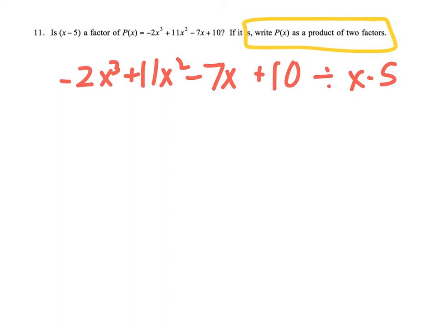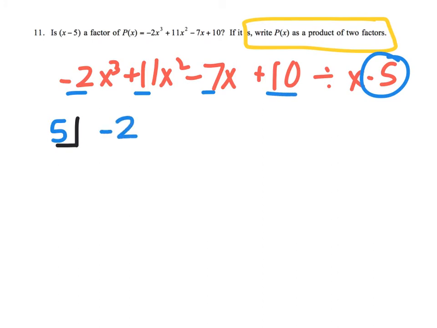Now this one we're going to do synthetic division because it's fast. In that last slide, I wrote a lot. We have to do the opposite of this guy here in our little box. So we need a positive 5, and then each of our coefficients has to come down. So I have a negative 2, 11, negative 7, and 10.